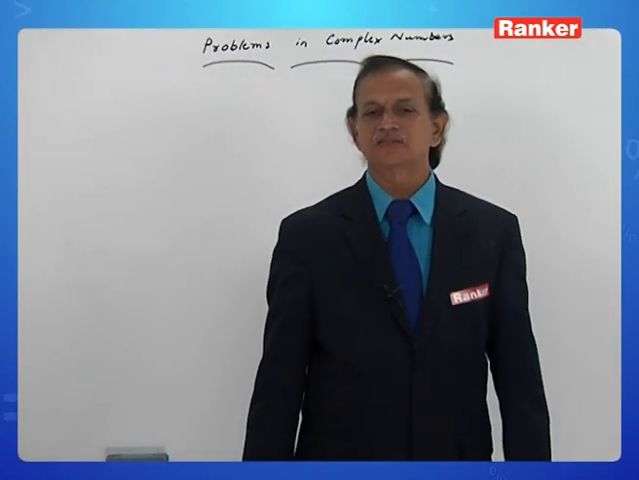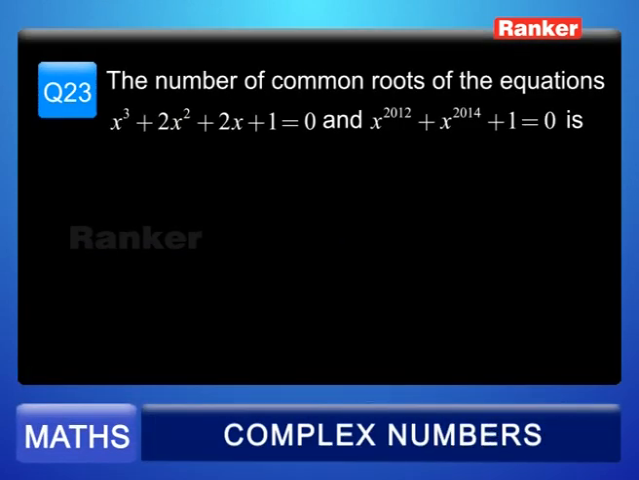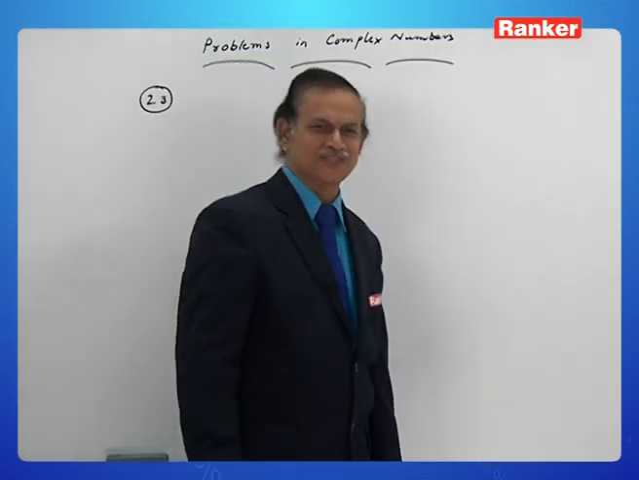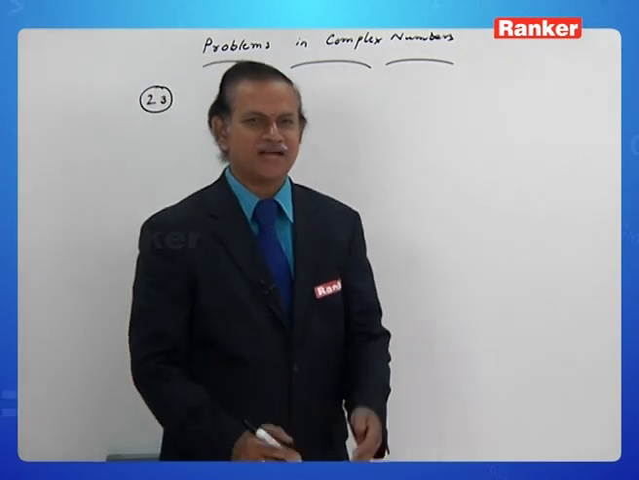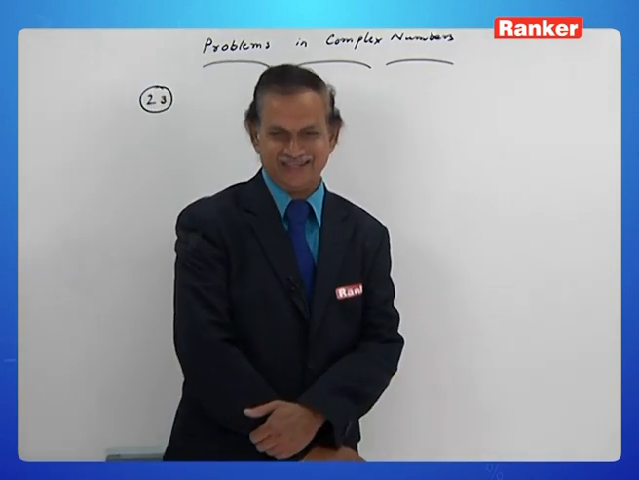The next question is question number 23. The number of common roots of the equations x cube plus 2x square plus 2x plus 1 is equal to 0 and x power 2012 plus x power 2014 plus 1 is equal to 0. Yes, let us have a look over the two equations. The number of common roots is asked.